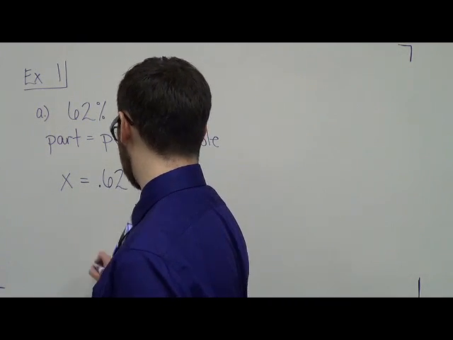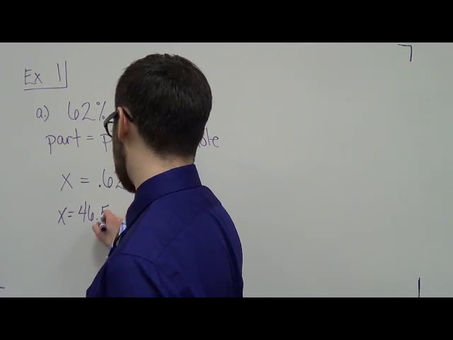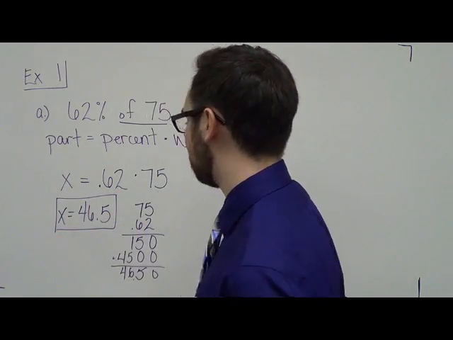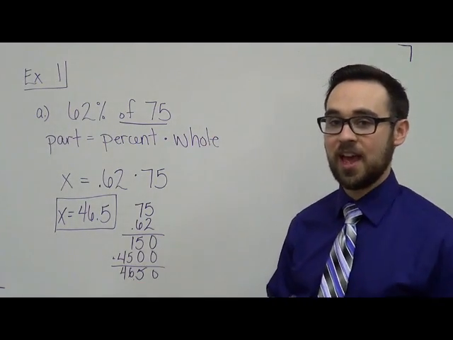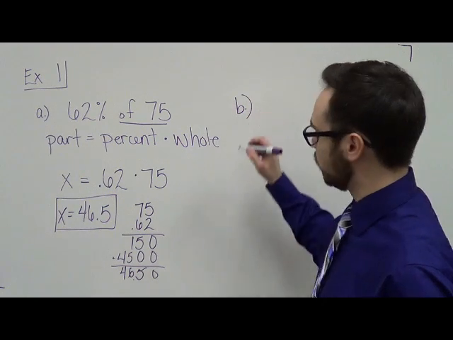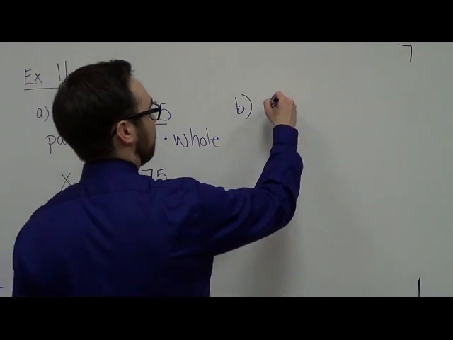Move our decimal in, and we end up with that the part is 46.5. So 62% of 75 is 46.5. Let's go ahead and try another one of these. Let's look at 45% of 70.